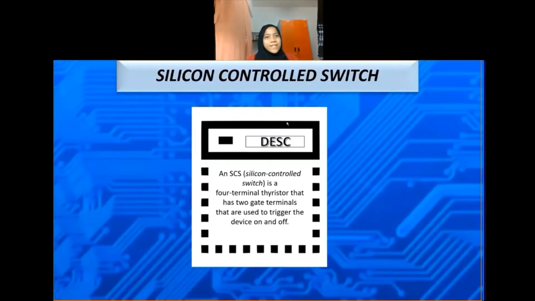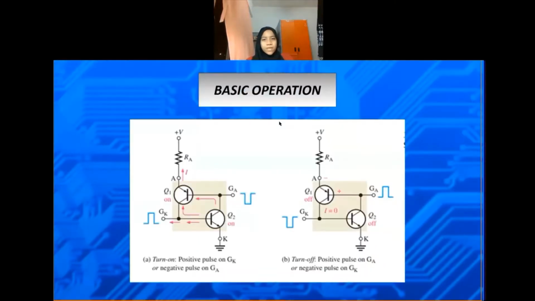I would like to present about the silicon controlled switch. The silicon controlled switch, also known as SCS, is a four-terminal thyristor that has two gate terminals that are used to trigger the device on and off.